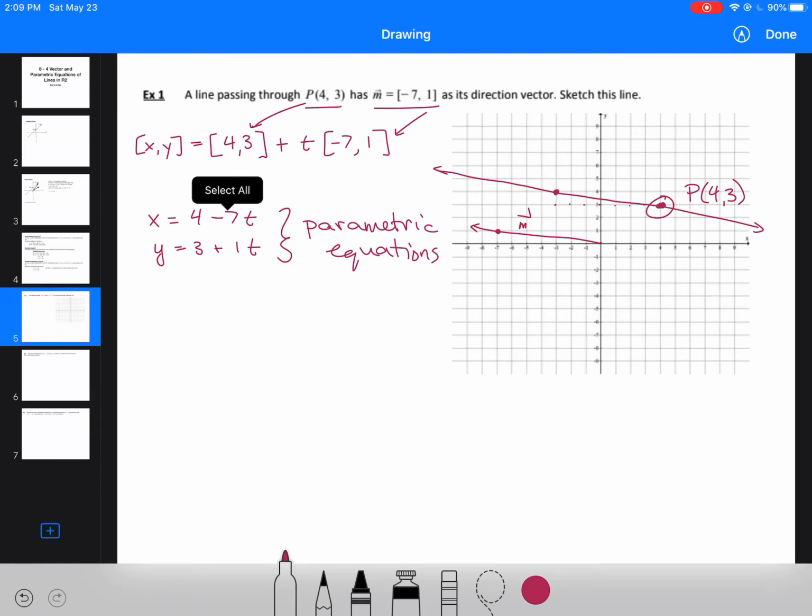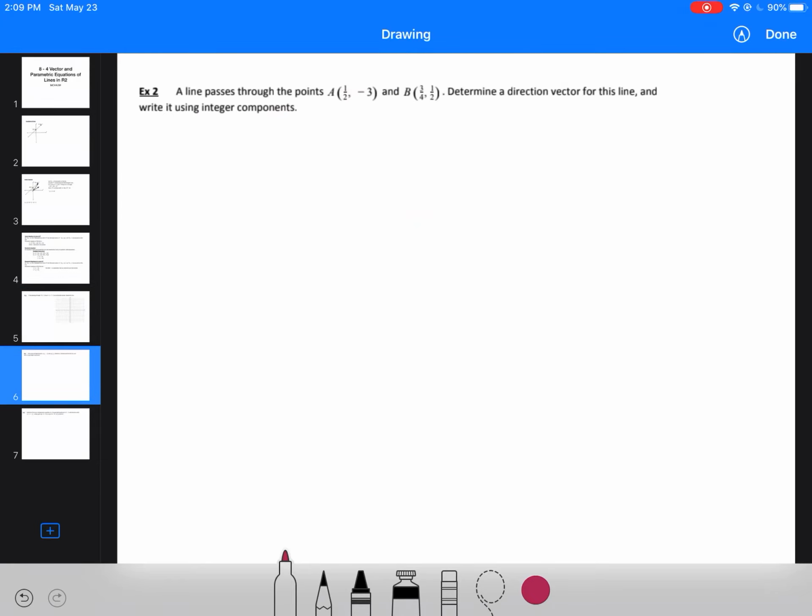Let's look at another example. A line passing through the points A(-1/2, -3) and B(3/4, 1/2). Determine a direction vector for this line and write it using integer components. Okay, no problem. Let's start by finding the vector AB. So our vector AB is OB minus OA.